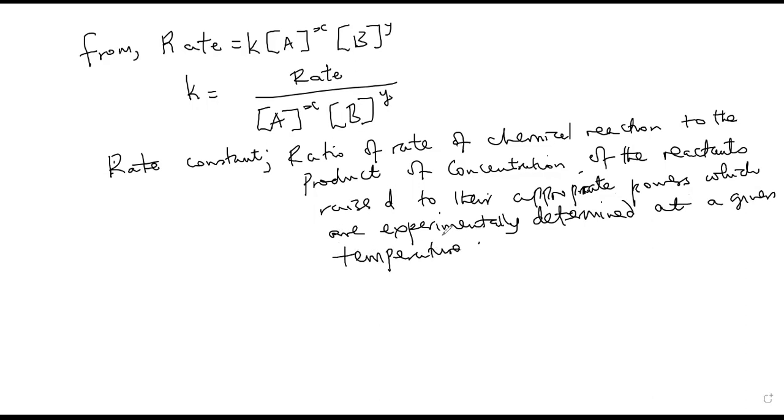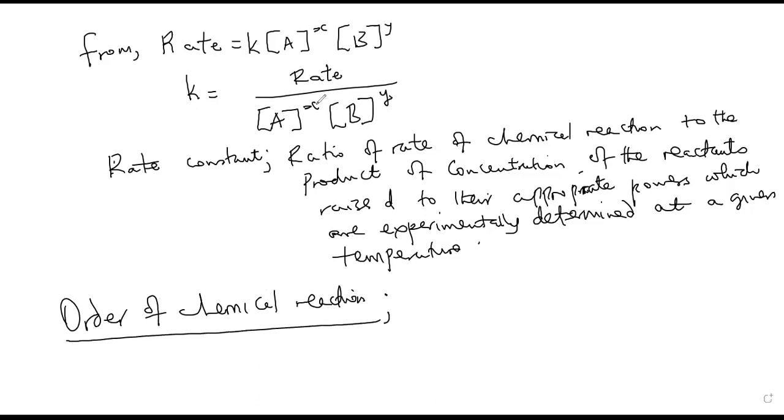We have already looked at what rate law is, the rate equation, and the rate constant. But when you are writing the rate equation, these X and Y values stand for the order of a chemical reaction. So I want us to define what order is. Order of a chemical reaction, or order of reaction, is the power to which concentration terms are raised.